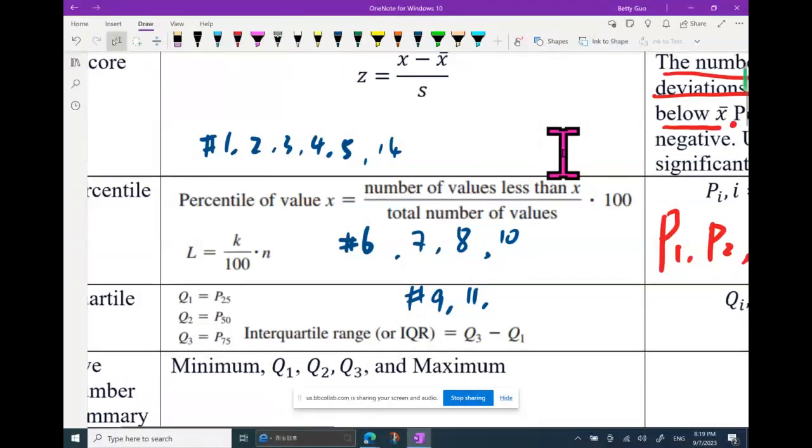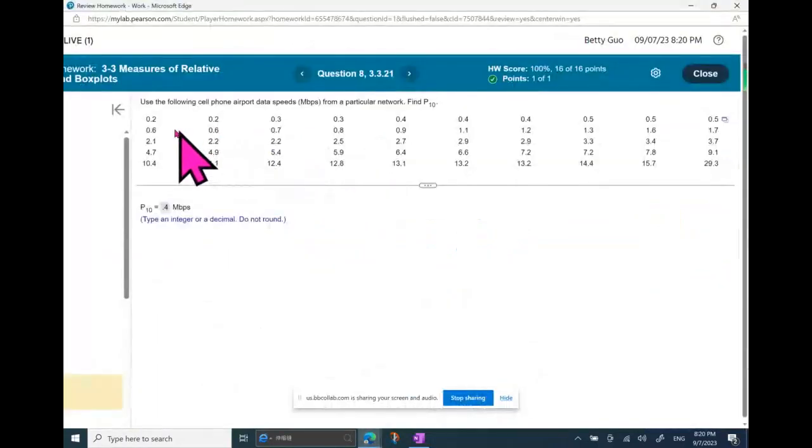And N is 50, the sample size. So let's put in 10 and 50, and what do we have? We have 5, right? So we are going to look at the 5th value in the set. That would be the location of the 10th percentile. 1, 2, 3, 4, 5, 0.4.